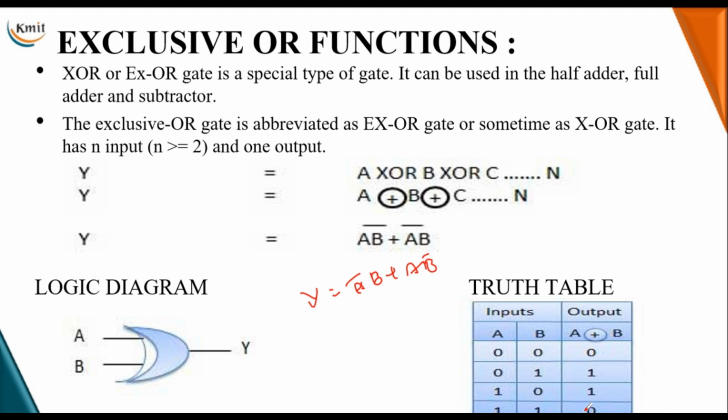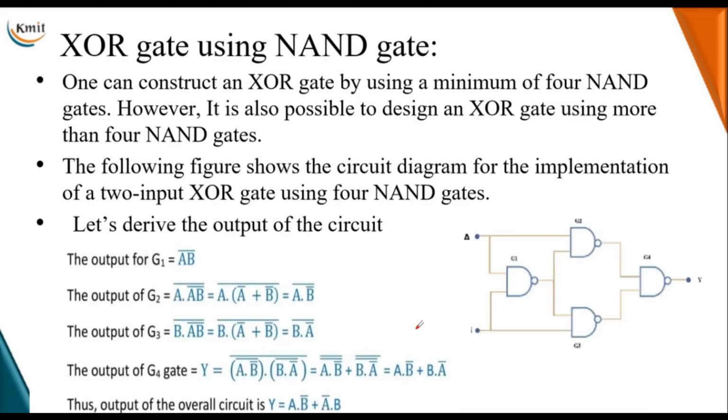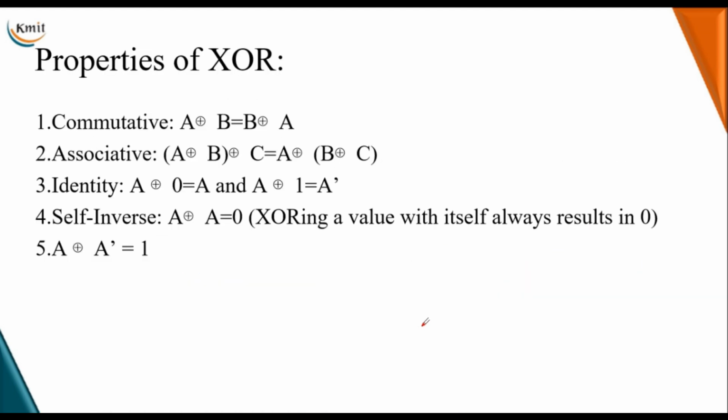For similar inputs, you have your logical 0 output. So what are the properties of your exclusive OR function? These are some of the properties. It also obeys your commutative law, as A exclusive OR of B is equal to B exclusive OR of A.